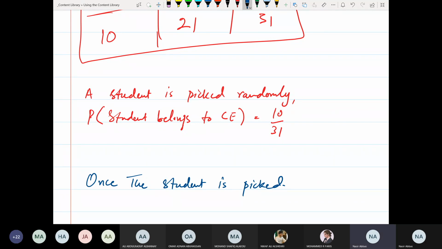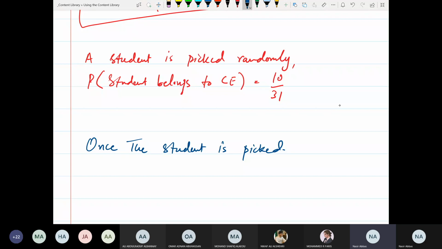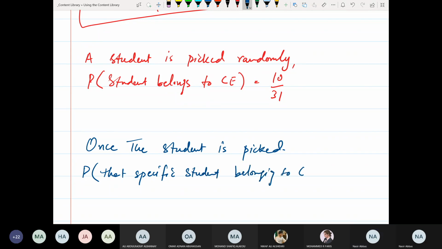Did you get the point with reference to this example? Now I link it with the confidence interval. But with reference to this example, once the student is picked, the probability of that specific student belonging to CE, I cannot talk in terms of probability. Now this specific student will either belong to CE or he will not belong to CE. You cannot talk in terms of probability.